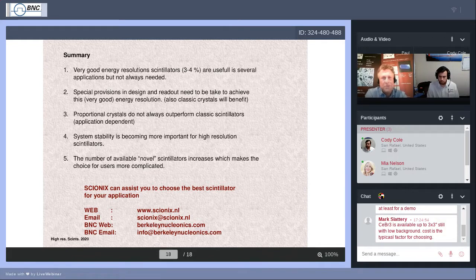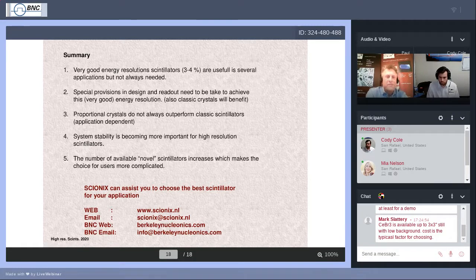Proportional crystals, high-resolution crystals, do not always outperform classic scintillators. It depends very much on your application. When the resolution goes to 3–4%, the stability of your system is very important for a high-resolution detector.